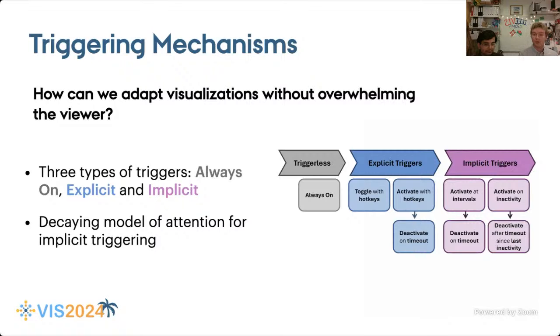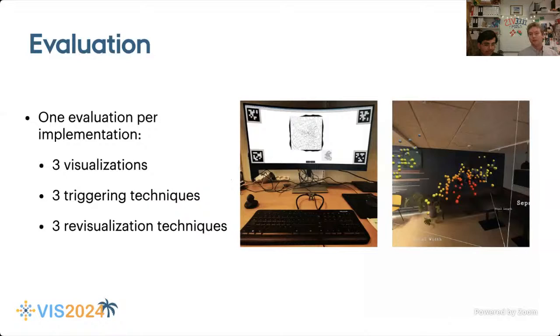And this decaying model is, as you look at an element, be that a binned part of a data agnostic system or a specific mark, it increases attention at a certain rate. And when you look away, it then decreases attention for that specific element. We conducted 2 user studies, one for each implementation. We hired 12 participants and asked them to engage with 3 different visualizations. And for both evaluations, we used 3 different triggering mechanisms and 3 different revisualizations, all in a counterbalanced manner.